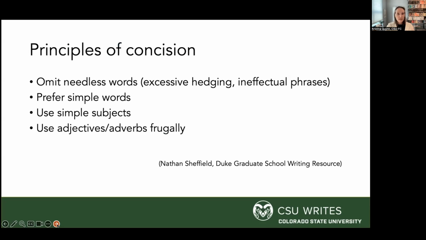Using simple subjects. We will talk about subjects and verbs, a little bit of grammar here today, and using adjectives and adverbs frugally. So one of the tells, by the way, for me, at least, when I get things like letters or crafted documents that seem to be AI generated, is the way it uses adjectives and adverbs, which is not always so frugal.